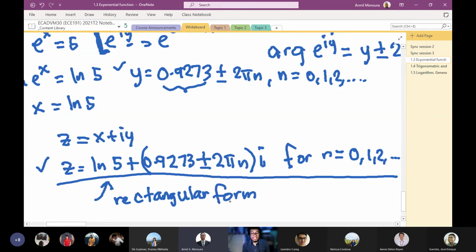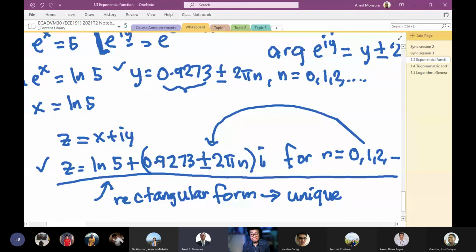Yan, nasa rectangular form yan. At ano ang sabi natin tungkol sa uniqueness ng complex number when it is written in rectangular form? If you recall, each complex number written in rectangular form is unique. Therefore, every n na isa-substitute nyo dito actually results to a unique value of Z.